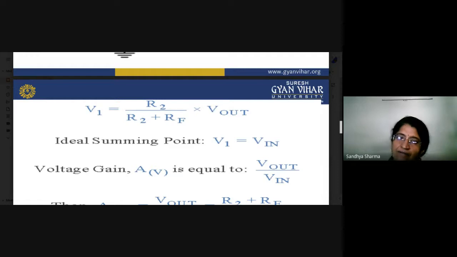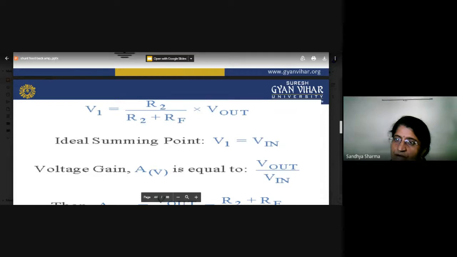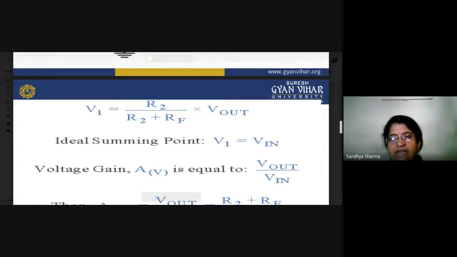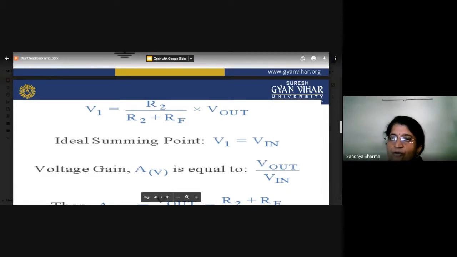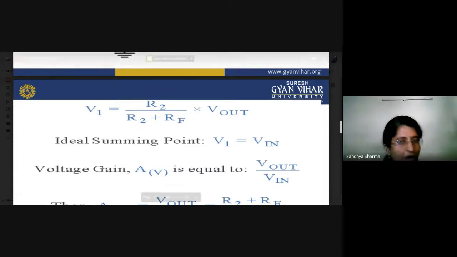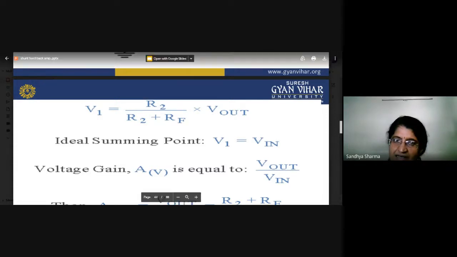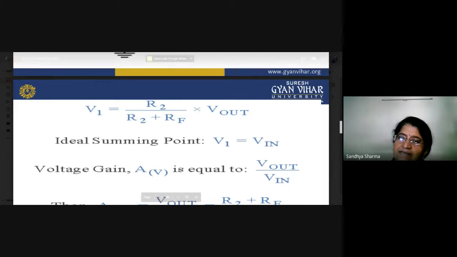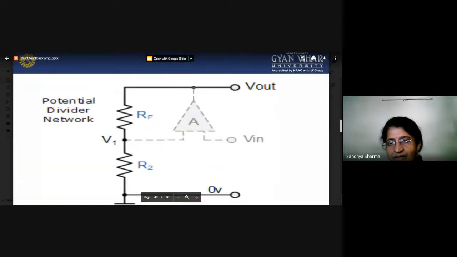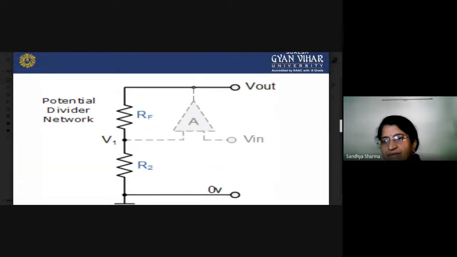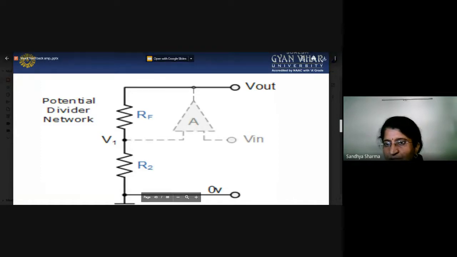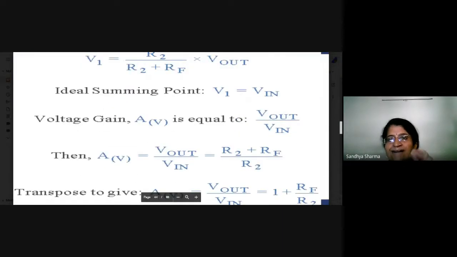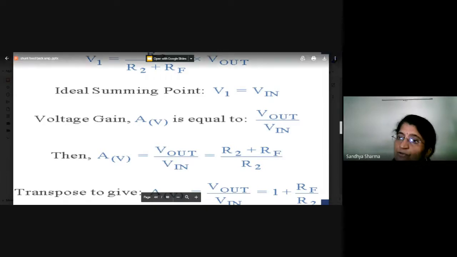So again, what is V1? V1 is the drop across R2. How much part of the output voltage V out is dropped across R2? That is R2 upon the total resistance R2 plus RF, into V out. That is basically the basic equation of V1. At the ideal summing point, V1 is equal to VIN, because the input voltage you apply on the input side and V1 are at the same point. So under ideal conditions, we can assume that V1 is equal to VIN.